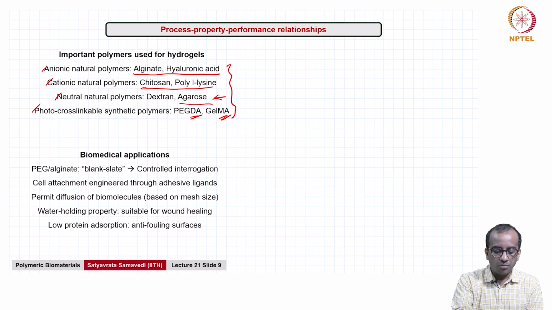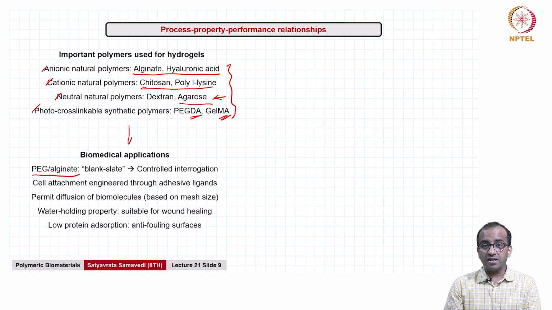Some examples include, we saw earlier that PEG or alginate can serve as blank slates. So if you form these hydrogels using polyethylene glycol or alginate, intrinsically they are not going to elicit specific cell responses. But that also becomes useful because now they serve as blank slates, which means you have an empty canvas onto which you can functionalize and then study specific biological responses in controlled in vitro microenvironments. So that is what we mean by controlled interrogation here. This can help you clarify mechanisms, for example.